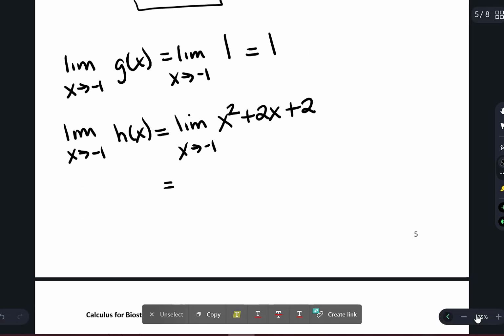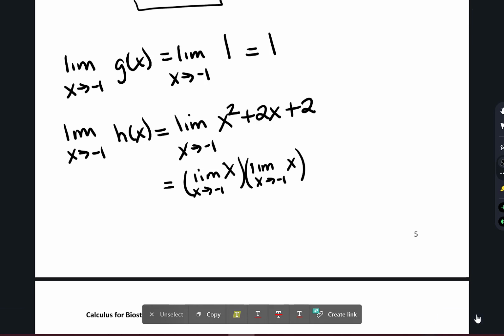So here, notice that what this is going to become is I'll have the limit as x approaches negative 1 of x times the limit as x approaches negative 1 of x. So that's the x squared term, because x squared is really x times x. So that's equal to the limit of x times the limit of x. Plus 2 is a constant, so I can pull it outside of the limit.